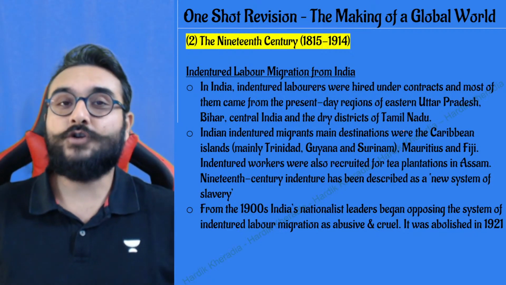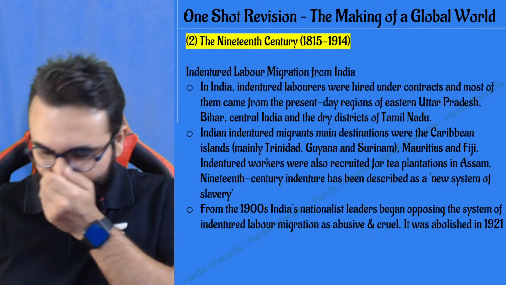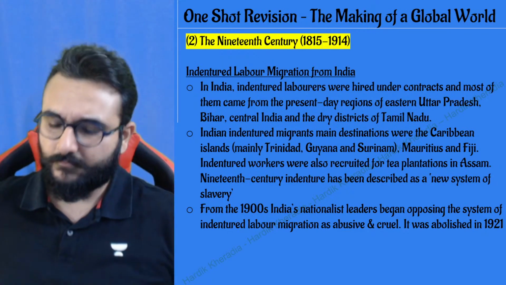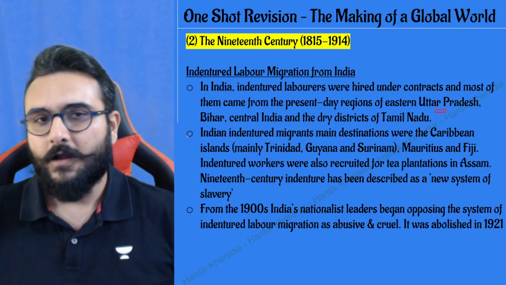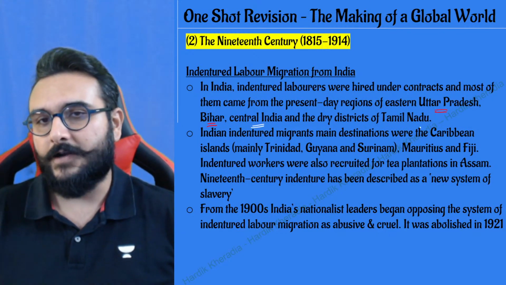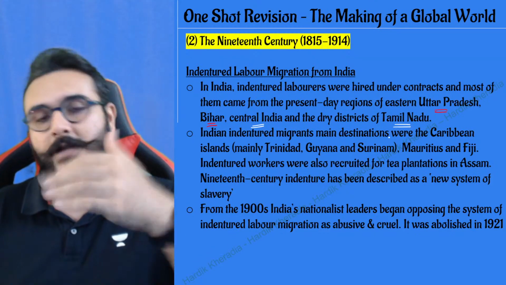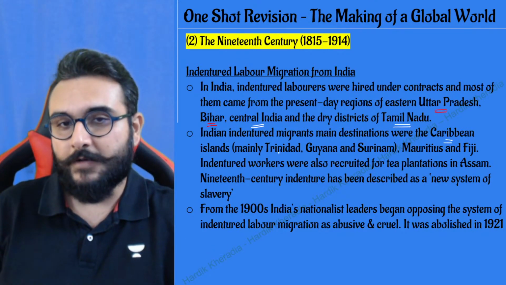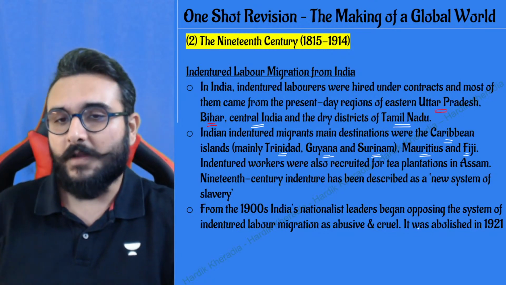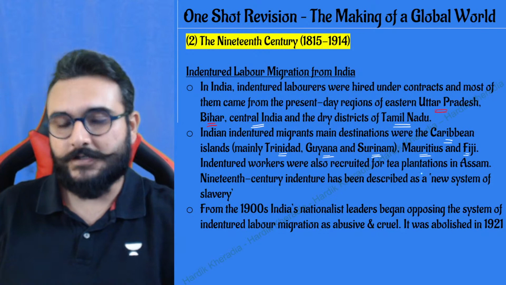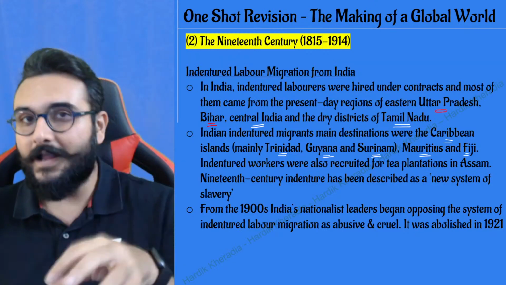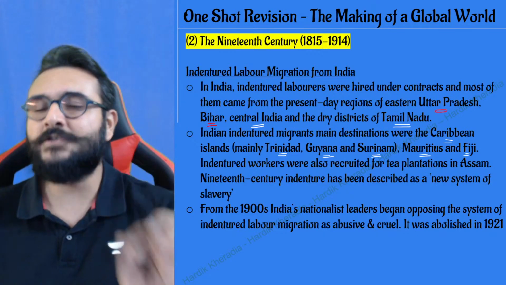What is indentured labor? It is called contractual labor. Now, what is contractual labor? The person, let's say from UP or Bihar or from Central India, or maybe some areas of Tamil Nadu, goes and works in the Caribbean islands, mainly Trinidad, Guyana, and Suriname, or Mauritius and Fiji, or maybe even in Ceylon. Ceylon is Sri Lanka. When they go there for a few years, they have to work with only one person. That is how indentured labor works.